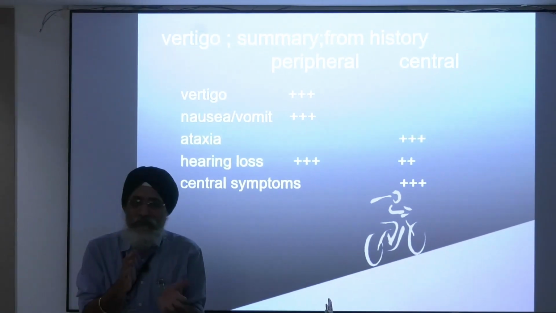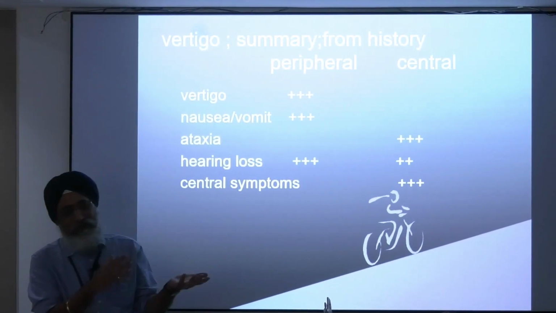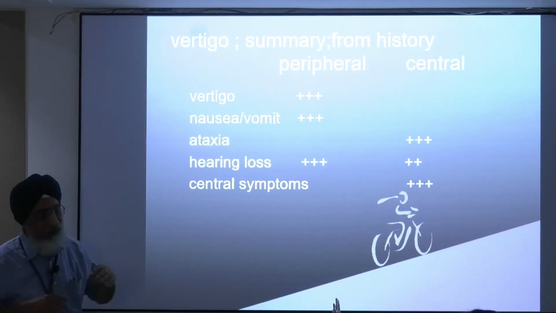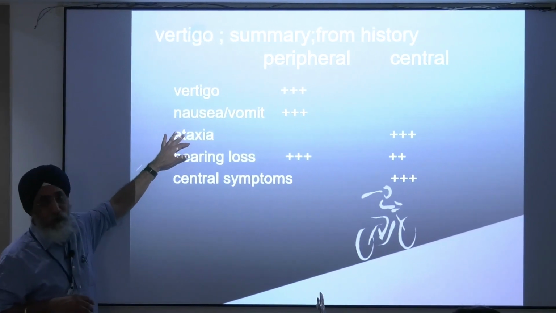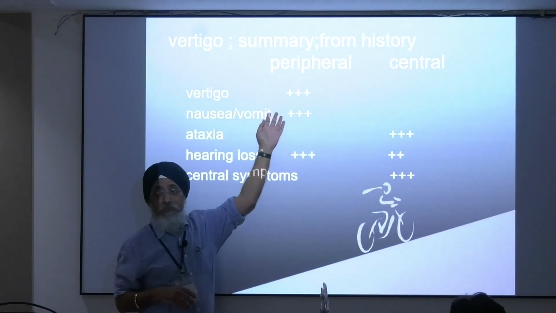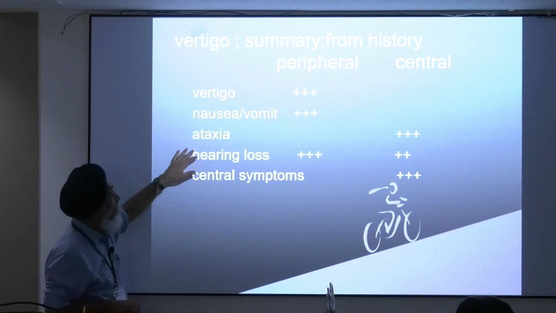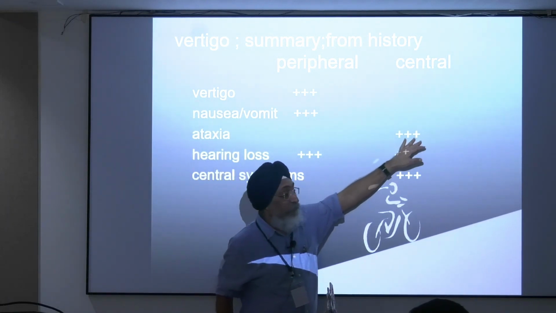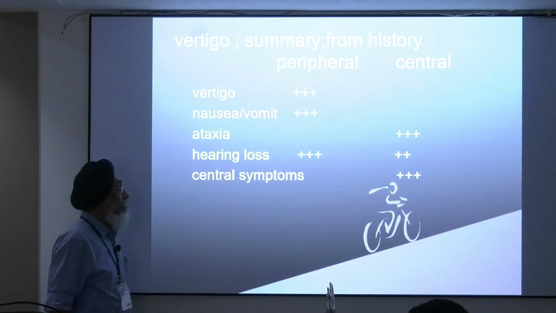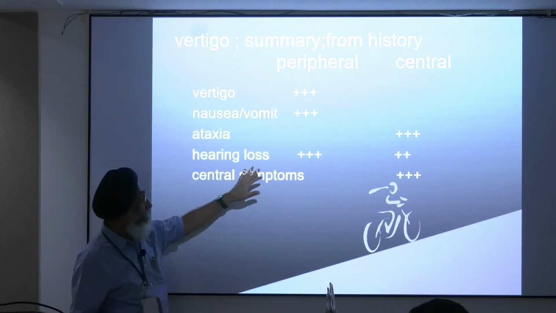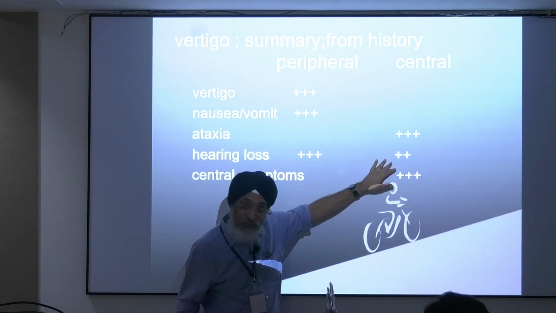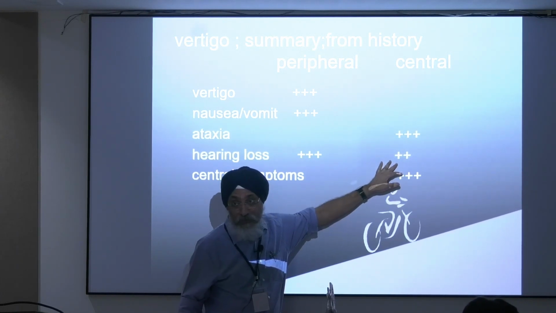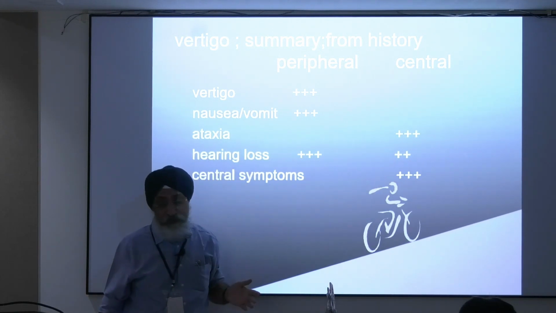Now I made the summary of all central versus peripheral. From history, if there is a lot of vertigo, a lot of nausea, vomiting, you are dealing with peripheral vertigo. If there is a lot of ataxia, the patient cannot stand, central. Hearing loss can happen in both. If there is a stroke in the AICA territory, anterior inferior cerebellar artery, you will get a hearing loss, but not in PICA or the other strokes.